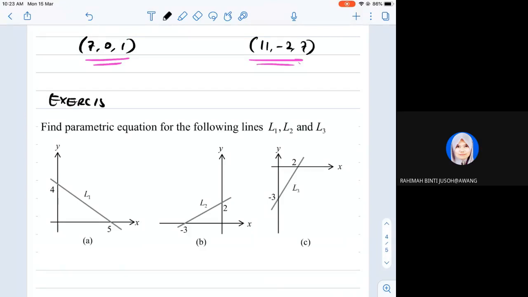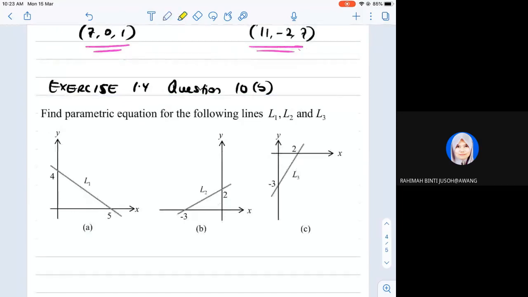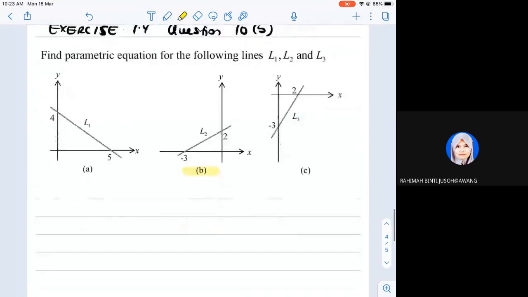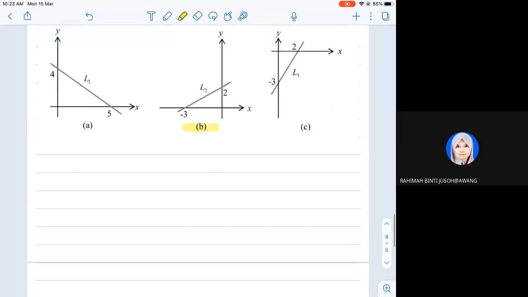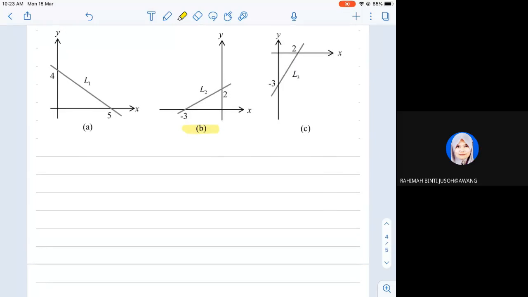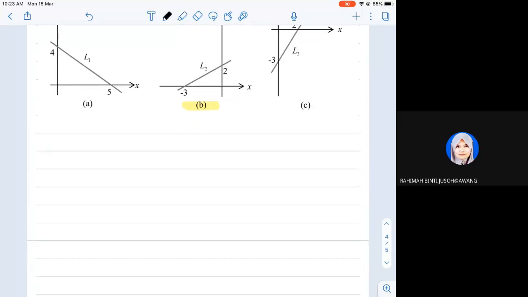Exercise 1.4, question 10B. So this is the one. Question 10B: find parametric equations for the lines L1, L2 and L3. So in our case, it is L2, right? Okay, L2. If I re-sketch this question 10B, we have an axis like this.